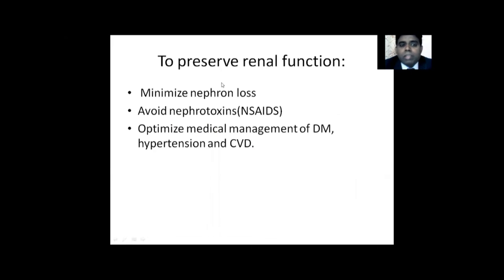So to preserve the renal function, we have to minimize the nephron loss by doing nephron-sparing surgery. That's one important thing. And we have to avoid nephrotoxic drugs like NSAIDs. And third, and the most important thing, we have to optimize the management of diabetes, hypertension and cardiovascular disease. Otherwise, they will lose 5% of the nephrons each year.